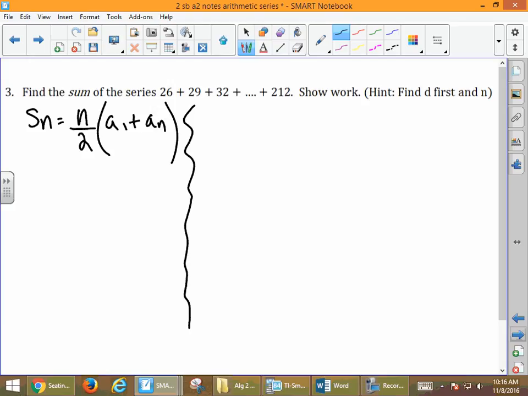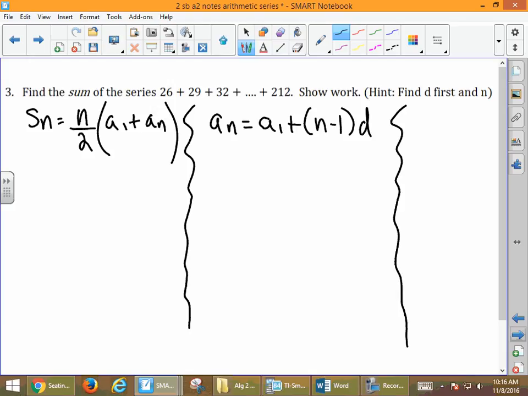And let's remember what our formula was that we used yesterday, because if we look over here at our hint, it says find d and n first. So we need a formula with that in it, and that's going to be our a sub n equals a sub 1 plus n minus 1 times d. There's that formula, and off to the end, let's list what we know.